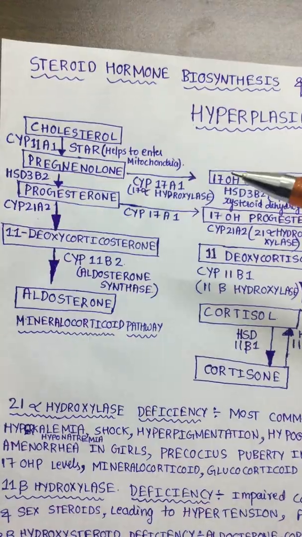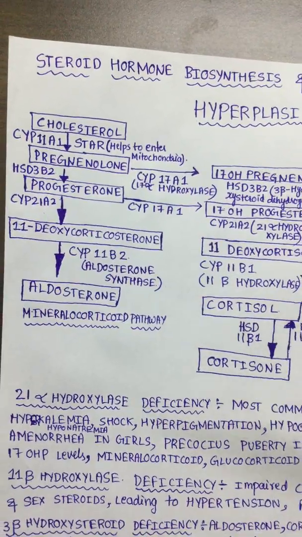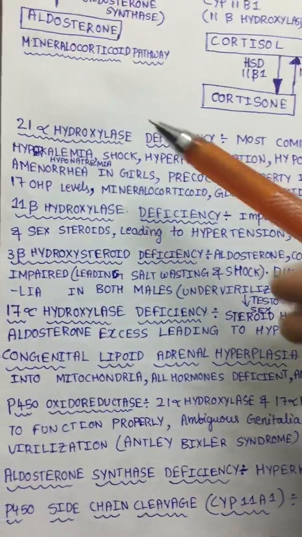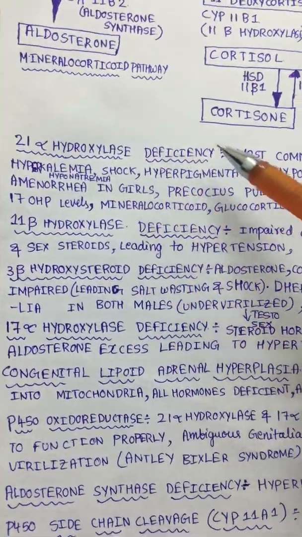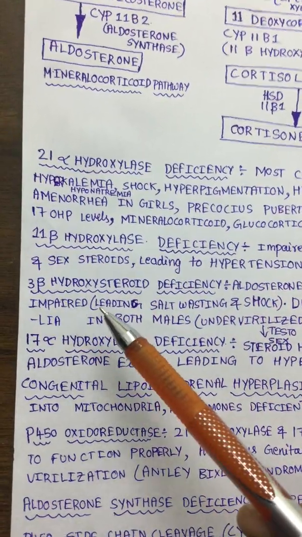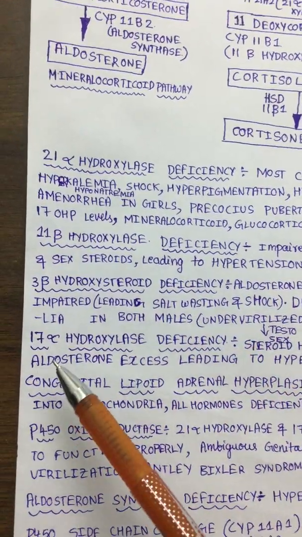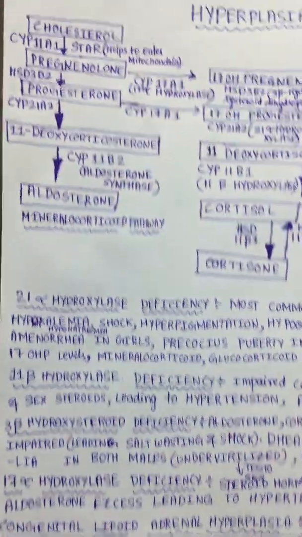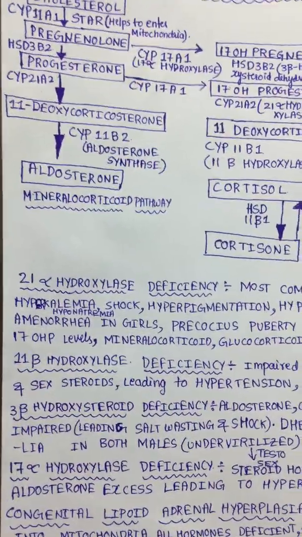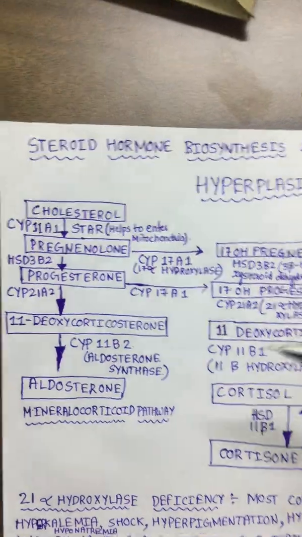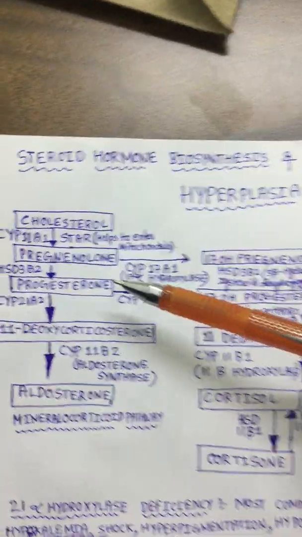This leads to some of the clinical manifestations. There are a few diseases in congenital adrenal hyperplasia, like 21 alpha hydroxylase deficiency, 11 beta hydroxylase deficiency, 3 beta hydroxysteroid dehydrogenase deficiency, and 17 alpha. With these different enzyme deficiencies, there will be different clinical manifestations. The most common is 21 alpha hydroxylase deficiency.